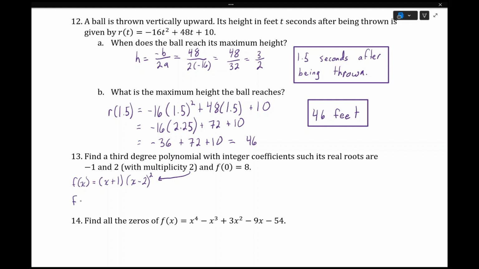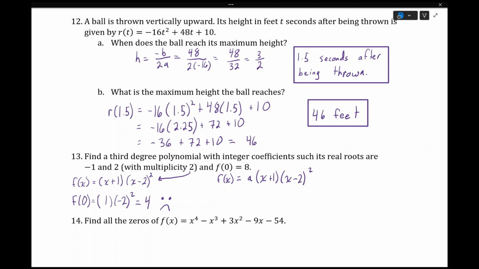Let's check if f of 0 equals 8. F of 0 equals 1 times negative 2 squared. Uh-oh, that equals 4. So we did something wrong, or we're missing something. So I need to somehow modify this so I get a y-intercept of 8 without changing the zeros. So I just multiply by a constant, because multiplying by a constant won't change the zeros. So that must mean f of x equals a, some number a times x plus 1 times x minus 2 squared.